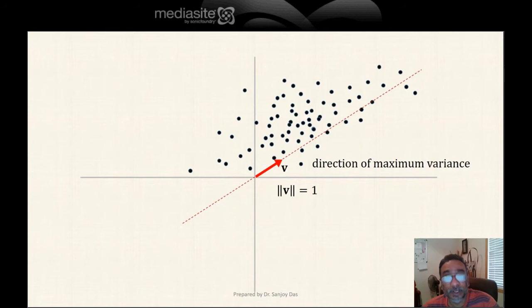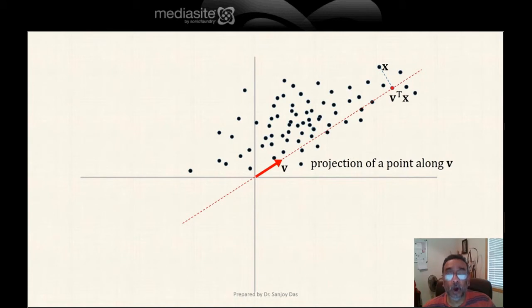And since it's a direction, the L2 norm of V is 1. In other words, it's a unit vector. And we have to find out what this direction is. We have to, in other words, compute this unit vector. And that's the first principal component.